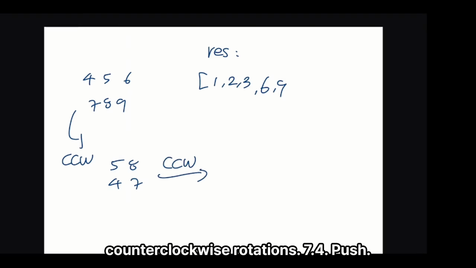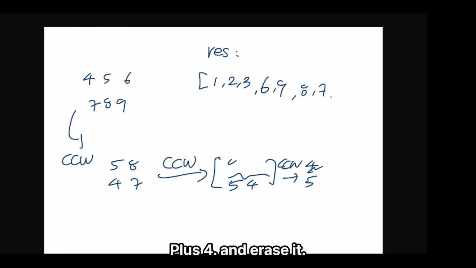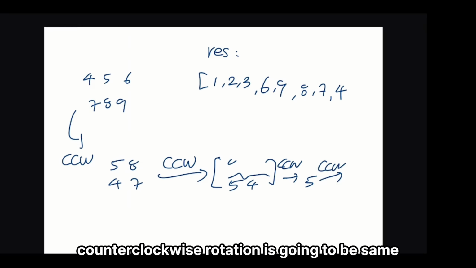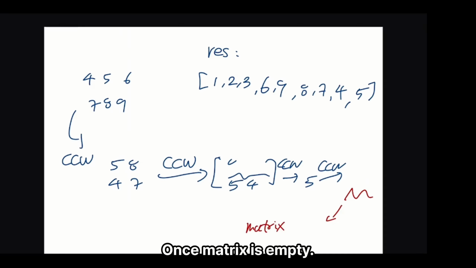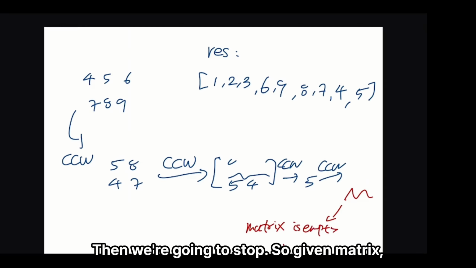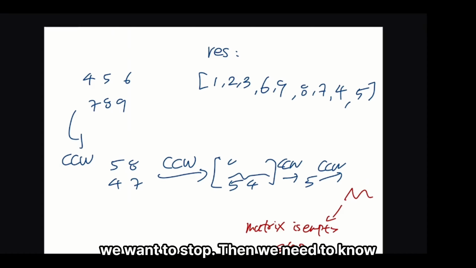Counterclockwise rotation gives 7, 5, 4. Push, erase it. Counterclockwise rotation. Push 4 and erase it. The counterclockwise rotation is going to be the same, and then we're going to push and erase it. Then once the matrix is empty, we're going to stop. So given a matrix, if the matrix becomes empty, we want to stop.